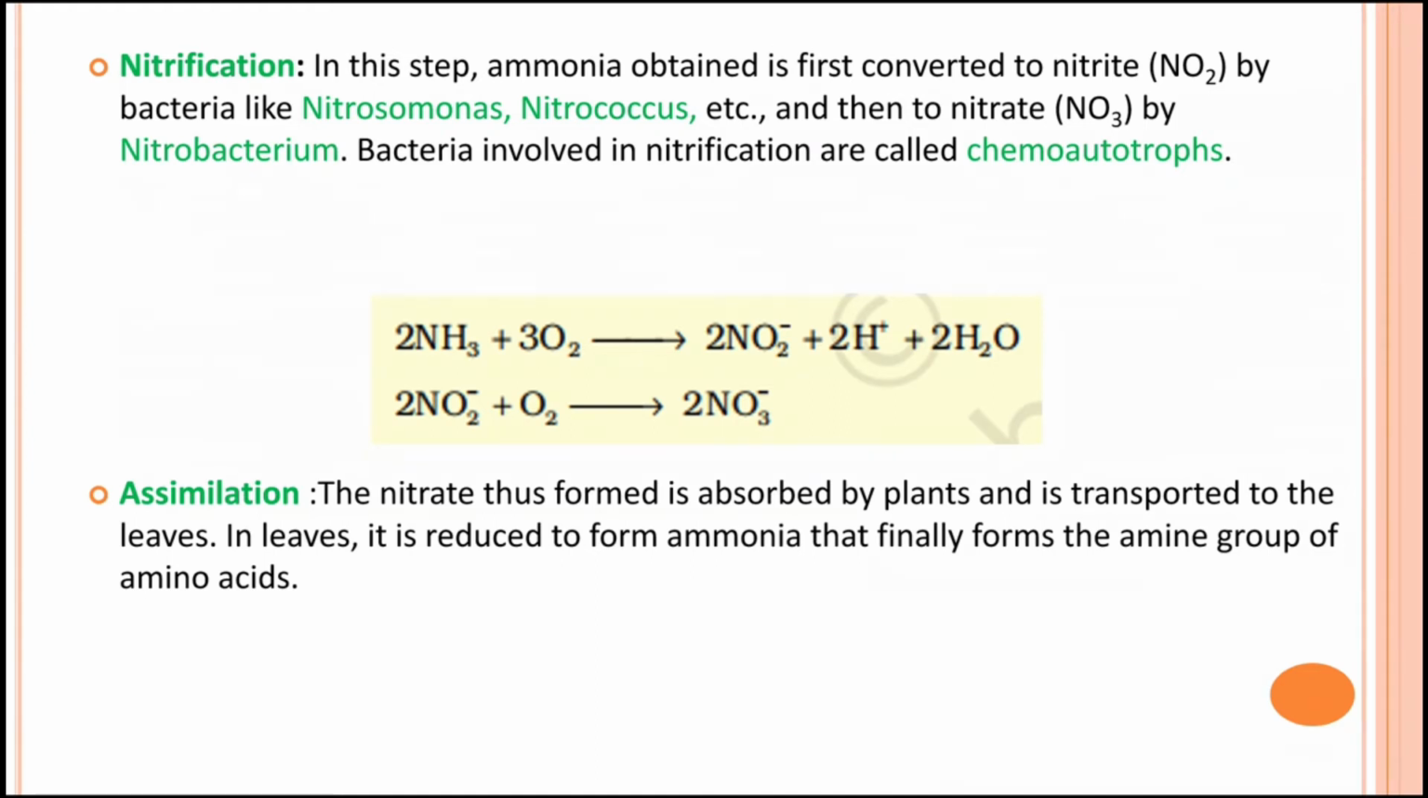Now that we have nitrate present in the soil, these nitrates will be utilized and assimilated by the plants. They will be absorbed by the roots and transported to the leaves, and leaves are the food factories. Here they will be again reduced to ammonia, and it will form the amine group of amino acids and further form proteins and DNA and RNA, etc.